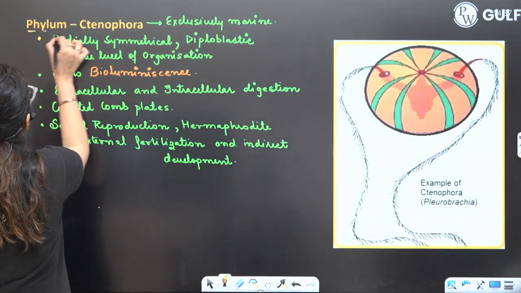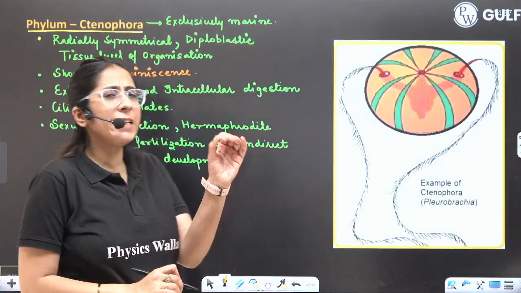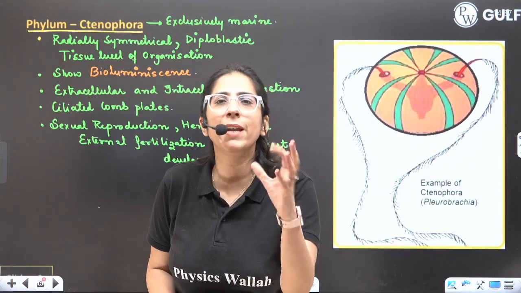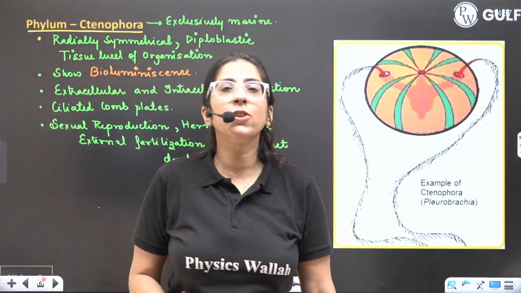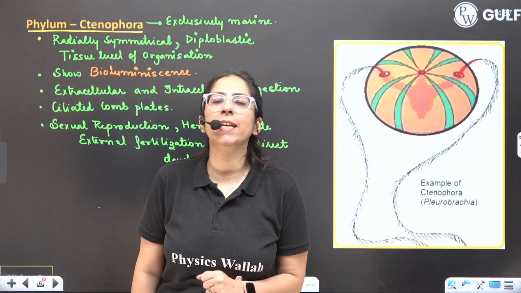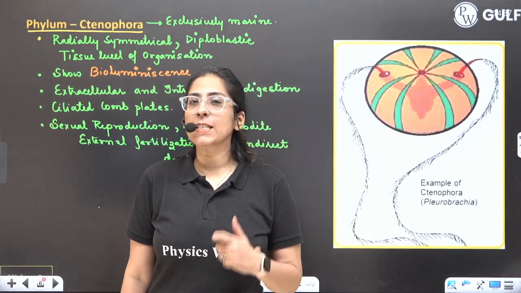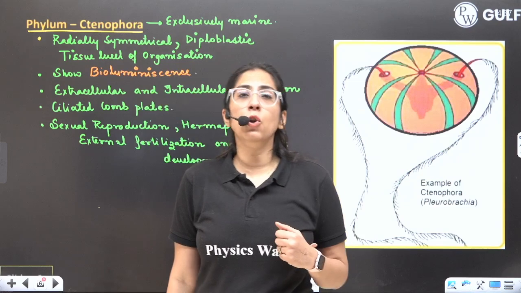Next is phylum Ctenophora. Characteristic features: mostly marine, bioluminescence, comb plates. How many? 8 comb plates. Comb plates are ciliated, which helps in locomotion.